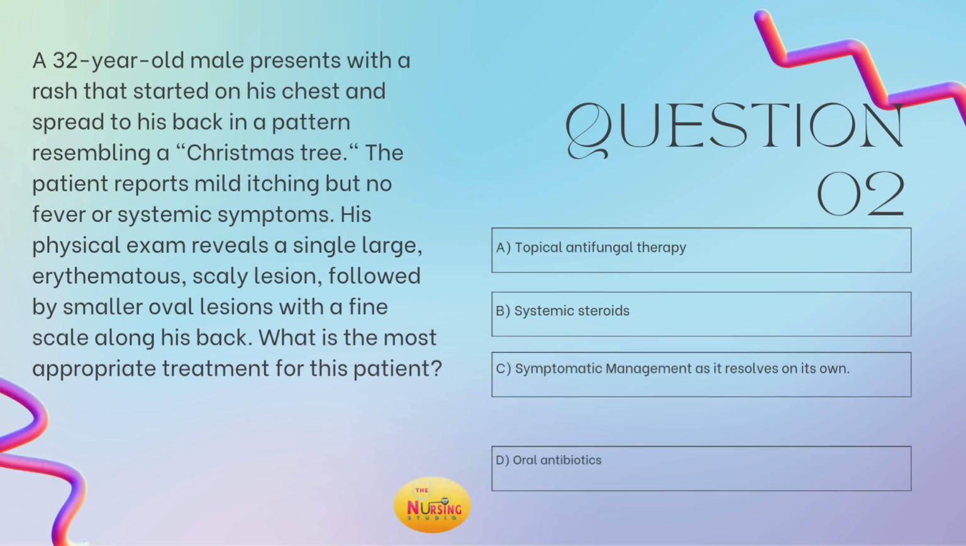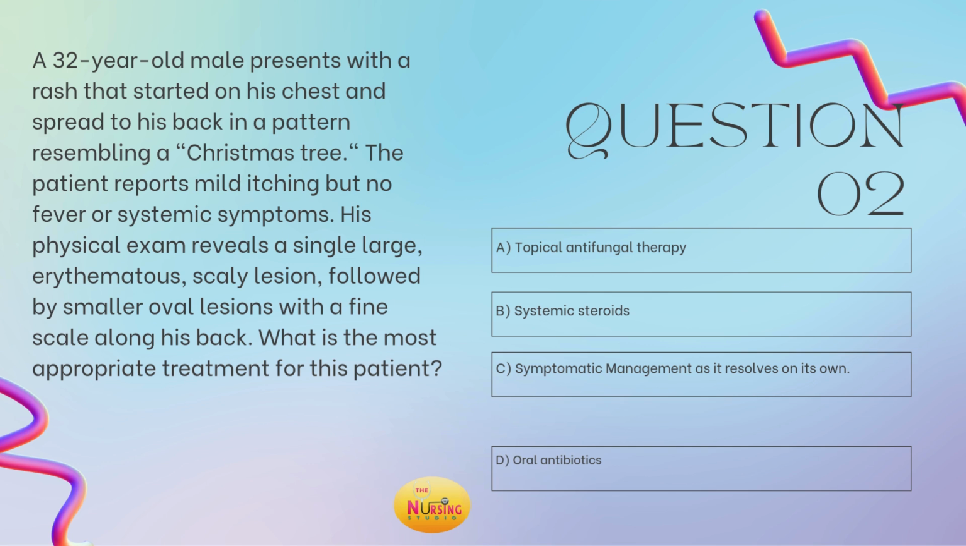Question number two: a 32-year-old male presents with a rash that started on his chest and spread to his back in a pattern resembling a Christmas tree. The patient reports mild itching but no fever or systemic symptoms. His physical exam reveals a single large erythematous scaly lesion followed by a smaller oval lesion with a fine scale along his back. What is the most appropriate treatment for this patient? Is it A, topical antifungal therapy, B, systemic steroids, C, symptomatic management as it resolves on its own, or D, oral antibiotics? Take a moment and tell me what you got.